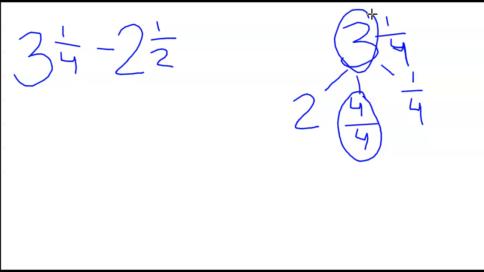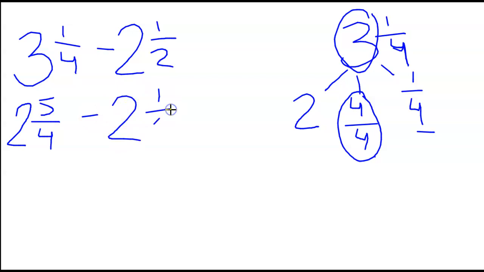So what is 3 1/4 going to be renamed as for this problem? Well, it's going to be renamed as 2 5/4, right? Because I have this 4/4 and then I have this 1/4 right here. All right, so now I have 2 5/4, take away 2 1/2. Just like with addition, let's go ahead and take care of our integers first. Our wholes, 2 take away 2 is going to be 0.